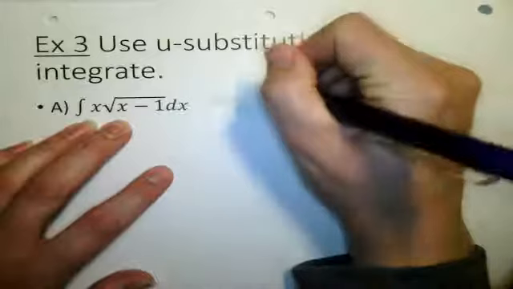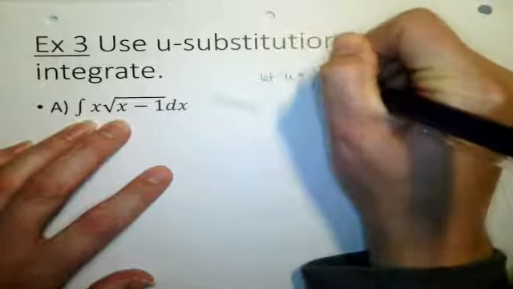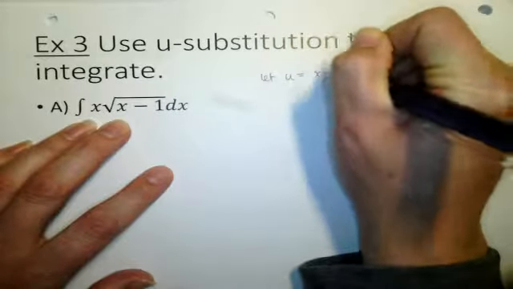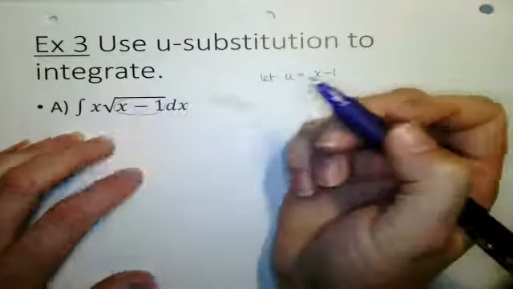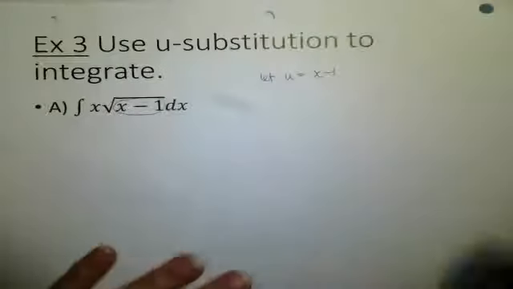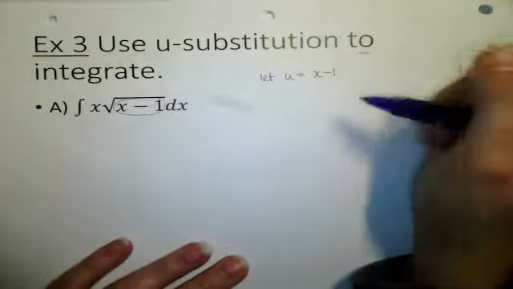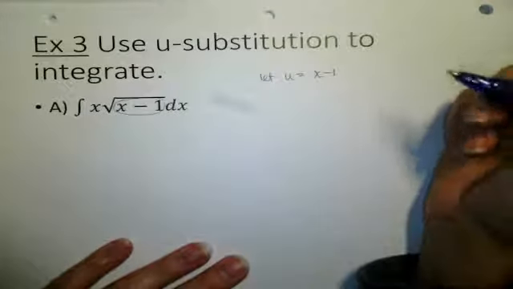So instead, we're going to let u equal whatever that inside function is. So this inside piece, whatever looks like it's inside, you guys can see that. And then we're going to go ahead and differentiate.